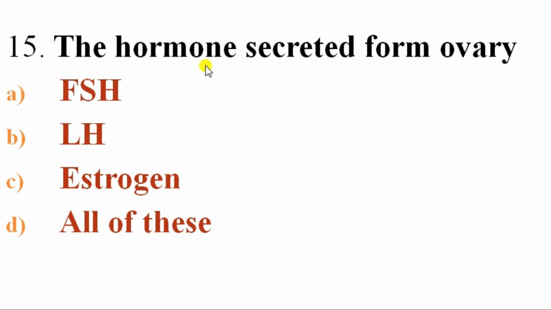Next question. The hormone secreted from ovary. Options: A. Follicular stimulating hormone, B. Luteinizing hormone, C. Estrogen, D. All of these. Answer is C. Estrogen. The hormone secreted from ovary is estrogen. In addition to estrogen, ovary secretes two other hormones, that is progesterone and inhibin. So the ovary secretes three hormones, that is estrogen, progesterone and inhibin.